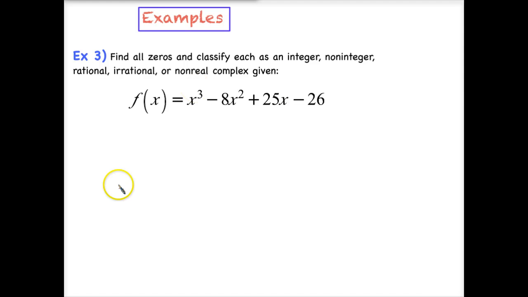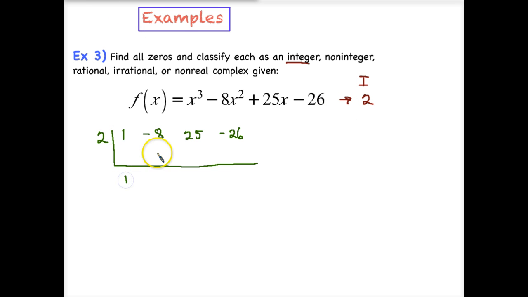We'll start with that. What we want to do, our first zero is a 2, and we can classify that as an integer. We'll just label that I. But we have 2 others. So the easiest thing to do is use synthetic division to factor out the 0 and see what's left. Using synthetic division, I will come down and I will see that I get a 0 remainder. Now I should always get a 0 remainder if indeed 2 is a factor. If I do not get a 0 remainder, then 2 is not a factor.